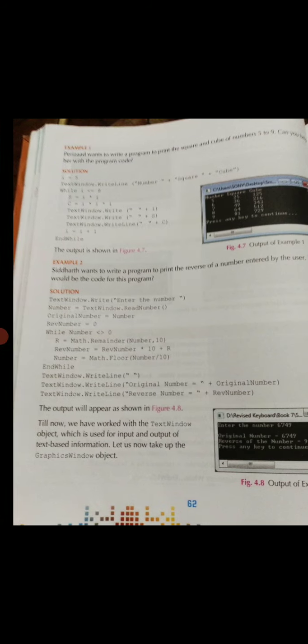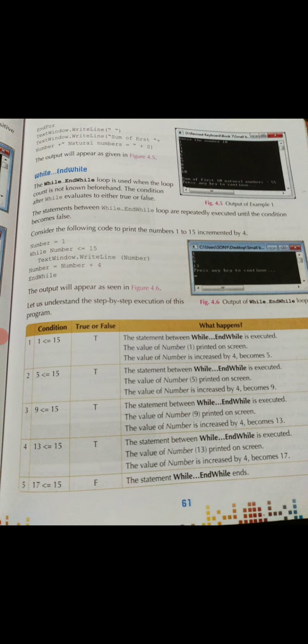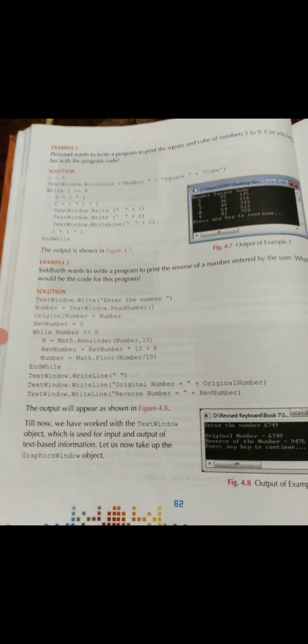Clear? So today I have explained to you about while and while loop along with the example, and your graphic window and the properties of your graphic windows. Clear? In my next class I will give you the question answers of this chapter. Then our chapter will be over.